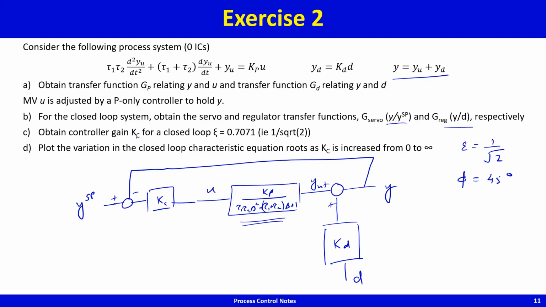So obtain the controller gain Kc for which chi is equal to 0.7071, which in other words means that the roots of the closed loop characteristic equation, which is second order, so it will have two roots, are such that the real part and the imaginary part are of equal magnitude, because phi turns out to be 45 degrees. Plot the variation in the closed loop characteristic equation roots as Kc is increased from 0 to infinity.